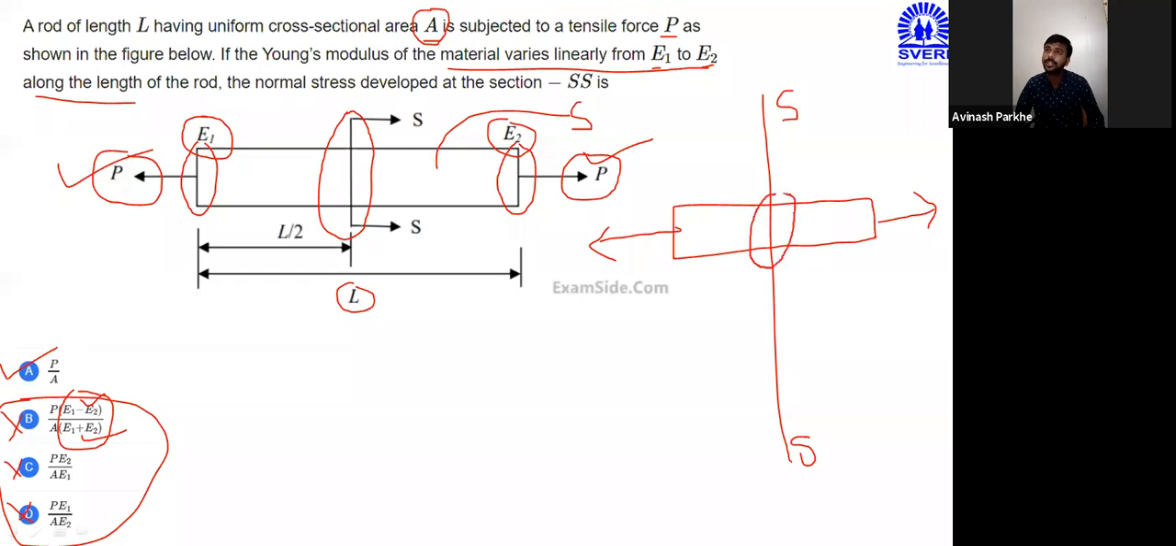at this particular section also stress is equal to force upon A, because at this section, whatever resistance force is developed, that resistance force is equal to the force applied at the left side and the force applied at the right side. For example, at the left side, if 100 kilonewton force is there, at the right side also it is equal to 100 kilonewton. And this 100 kilonewton is equal to your resistance force.